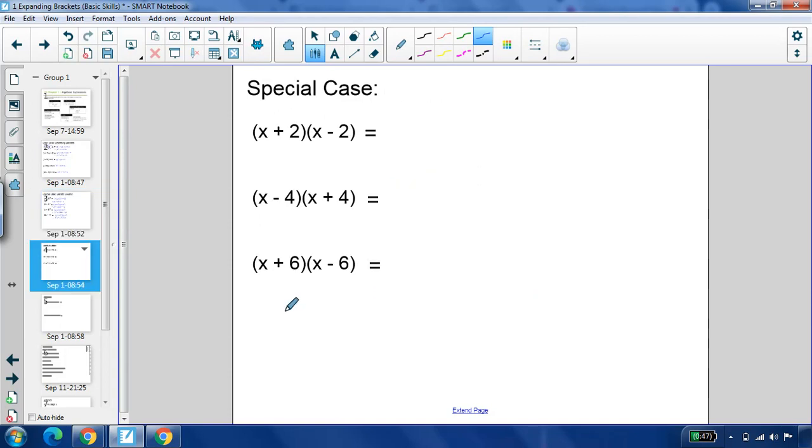Let's have a look at another special case then. So we've got 3 examples. It looks like the brackets are the same bar the sign. So for the first one, I'm actually going to expand it out and see what happens. So x squared minus 2x plus 2x minus 4. Now if we go and collect the like terms, I'm going to have x squared. The minus 2x and the 2x are going to cancel because minus 2x add 2x is 0. And then I'll just have minus 4.